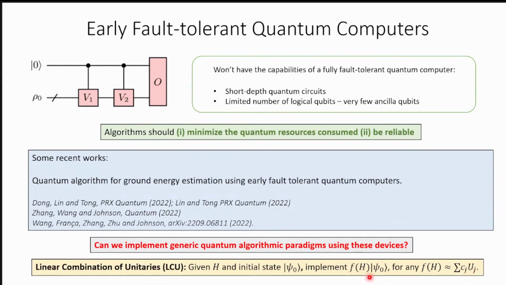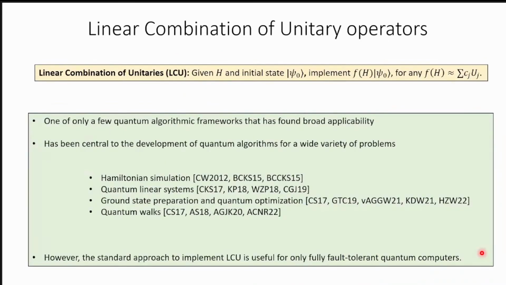So you would want to implement some f of H to your initial state, where f of H can be approximated by a linear combination of unitary operators. And indeed, across several areas, you find that this is the case. For many different applications, ranging from Hamiltonian simulation, solving quantum linear systems, ground state preparation, optimization, quantum walks, in all these cases, at the end of the day, they boil down to applying a certain linear combination of unitaries.